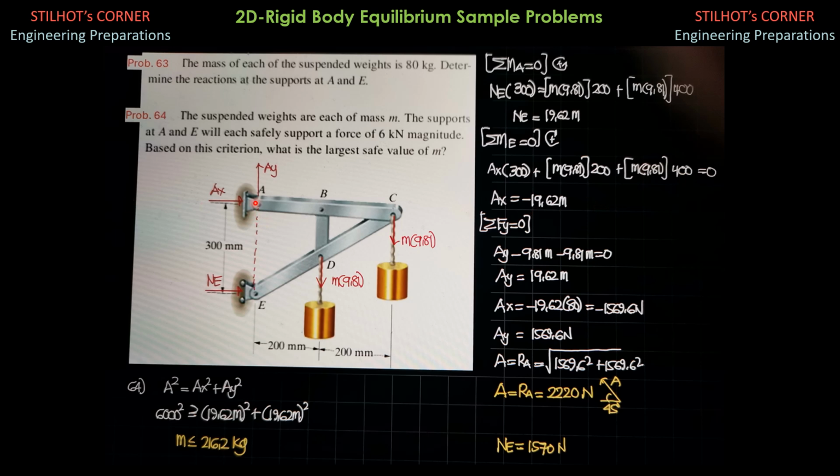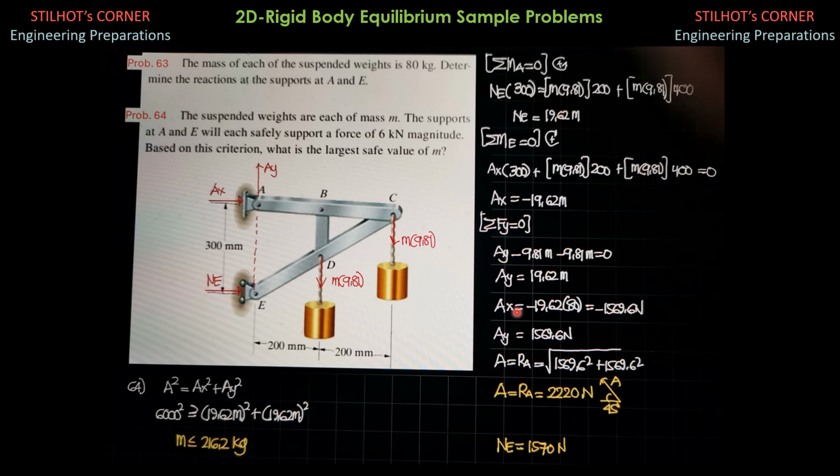Then since AX and NA are parallel to each other, we can no longer set up a summation of moments equation to solve for AY. So we have to sum up forces along Y. So summation of forces along Y equals 0. So we have AY, then minus 9.81 m minus 9.81 m equals 0. So solving for AY, it is also 19.62 m. So these reaction components are all equal. In fact, it is also equal to NE.